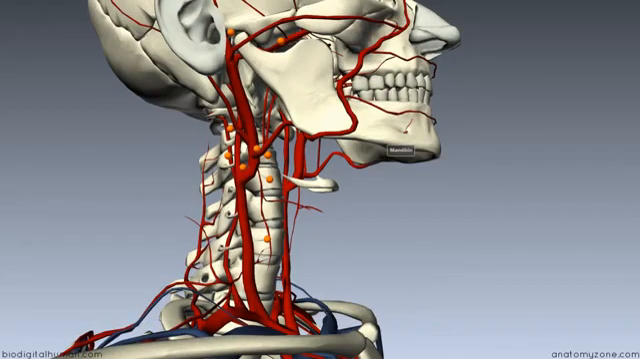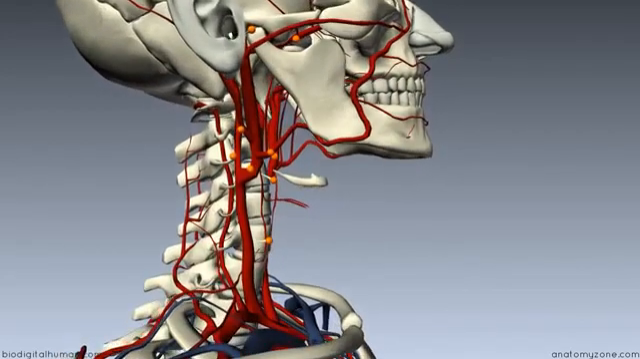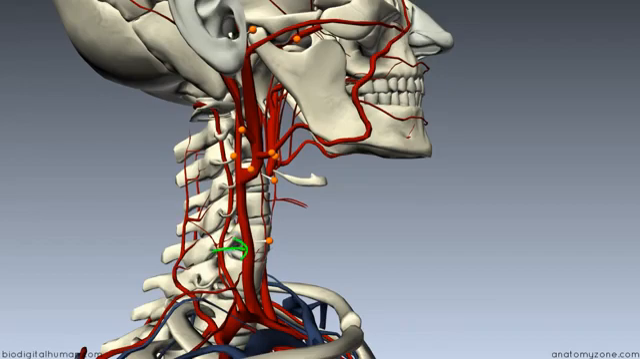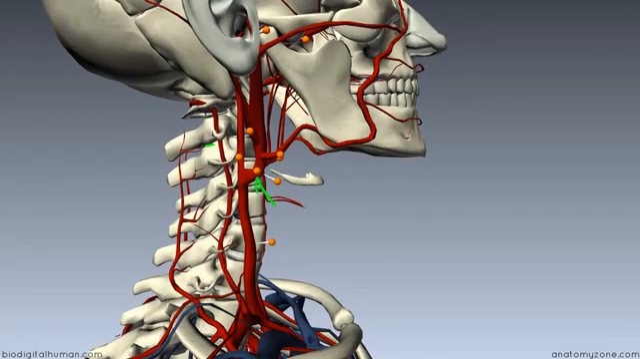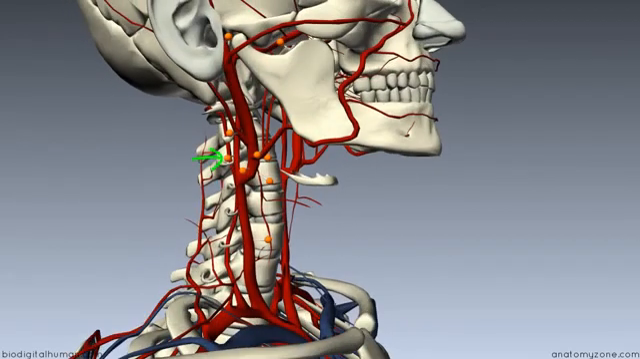So I've just removed the veins of the head and neck, so we're just looking at the arterial system. So here we've got the common carotid artery, which is shown by this pin here, and then the common carotid splits into an external and internal branch. So you've got the external carotid and internal carotid. So this pin shows the internal carotid, and this pin here shows the external carotid.